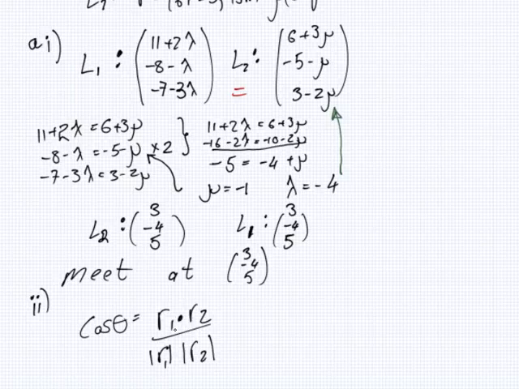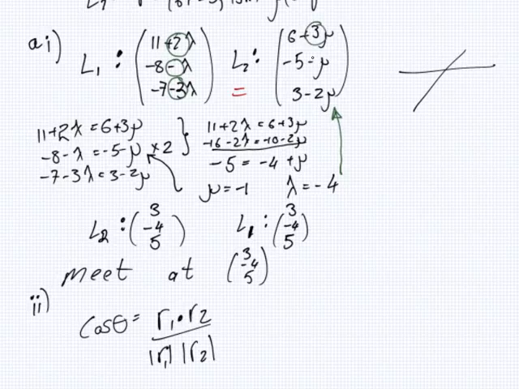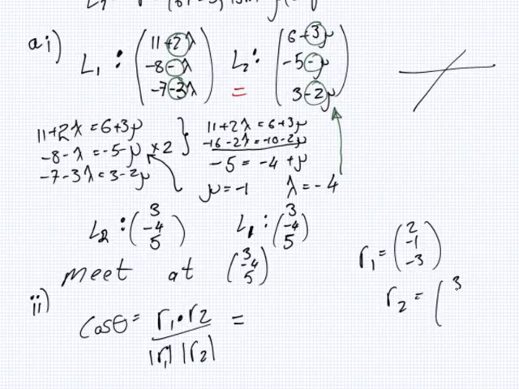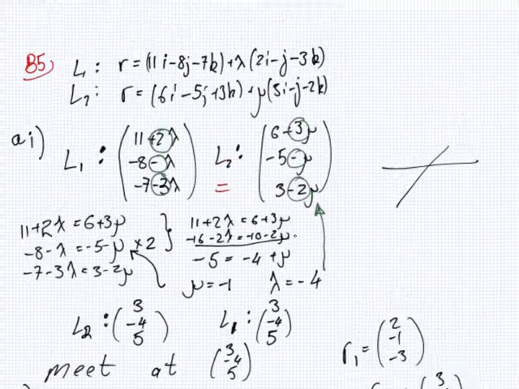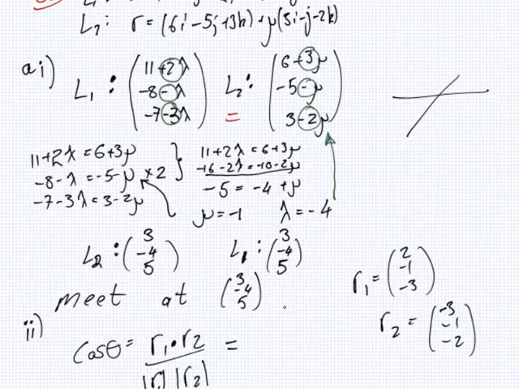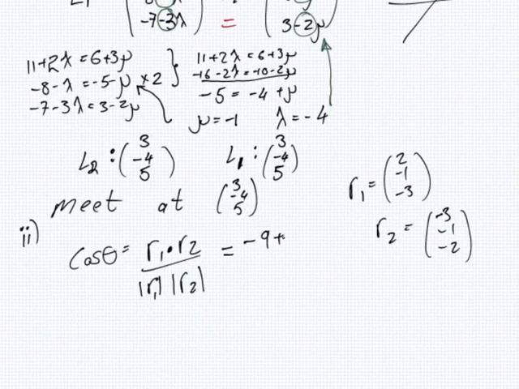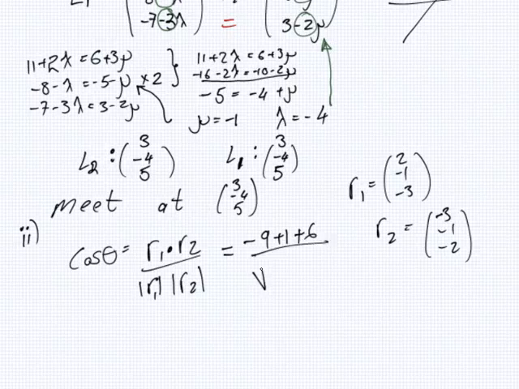Now, for this one, when you want to find the angle between the two lines, you use this formula. What you use for r1 and r2 are the numbers in front of lambda and mu. So r1 is 2, minus 1, minus 3, and r2 is 3, minus 1, minus 2. Was that plus three, or a minus? Oh, it was a minus, thank you. Okay, dot: minus 9 plus 1 plus 6, over magnitude 14, magnitude 14.